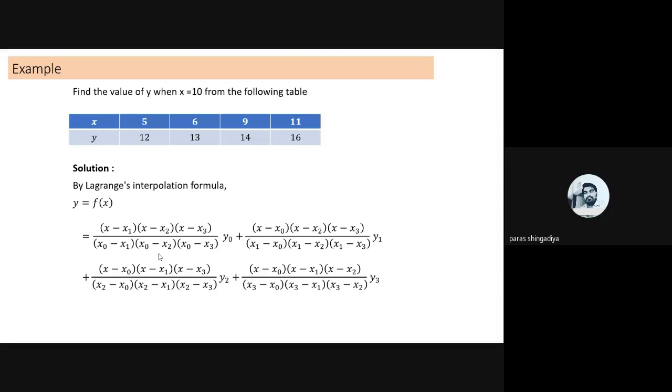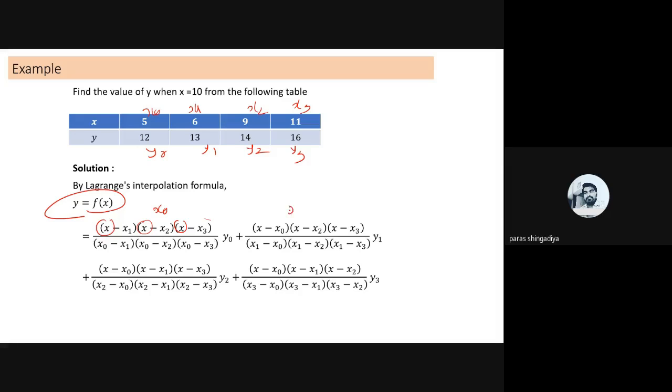And then the second one, where four values are given: x0, x1, x2, x3, and y0, y1, y2, y3. First we'll define the formula for these four values. How can we define this formula? In the first term, we skip x0 in the numerator and subtract the remaining three values from x. So it will be x minus x1, x minus x2, x minus x3. Now use x0 in place of x and write this form in the denominator: x0 minus x1, x0 minus x2, x0 minus x3, into y0.